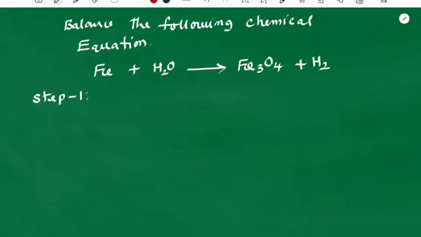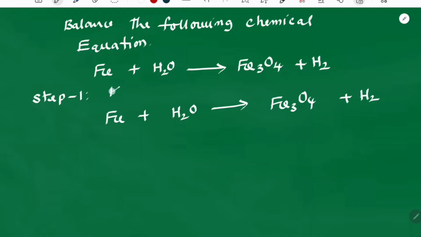Whatever formula is written, I am writing it here: Fe plus H2O, I am giving space, gives Fe3O4, ferric oxide, plus H2. What is it saying? Keep boxes around the formulas. I can keep a box for each formula. I am using a different color. It's good. Red.